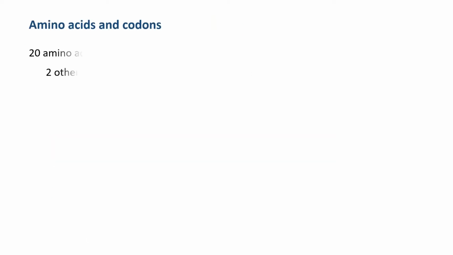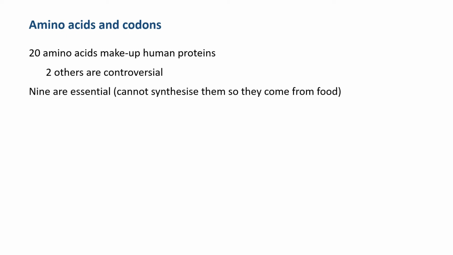So amino acids and codons then. Roughly 20 amino acids make up human proteins. They string together and they form the basis of all the proteins. Two of the others are a little bit controversial, and some of them are only seen at certain times, some of them only when we're ill. You suddenly see a couple of other amino acids, but generally we have about 20. Nine of them are essential. This means that you can't make them. They have to come from food. The remainder, we can synthesize them.